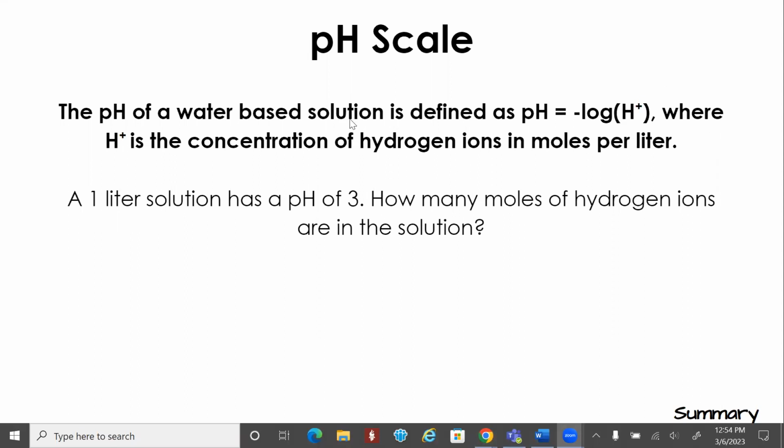Okay, so the pH of a water-based solution is defined by this equation, where H plus is the concentration of hydrogen ions in moles per liter. A 1 liter solution has a pH of 3. How many moles of hydrogen ions are in the system? So we have a pH of 3. So we're going to plug in for pH 3.